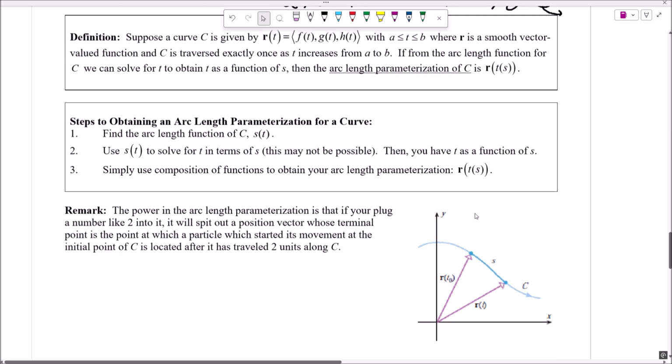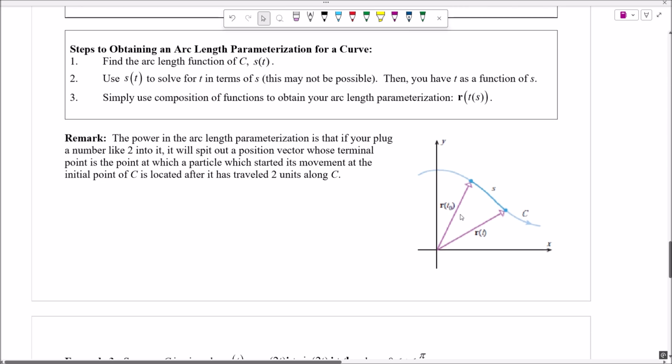Again, the nice thing about doing this is it lets me say that if this right here represents my start point, instead of saying that I'm going to measure a time, I could measure a distance. So that way I could go to my function and say, hey, where would I be after I've moved 2 units along the curve? And my vector function would then say, you would be right here at this final point. It would point me to that new point.